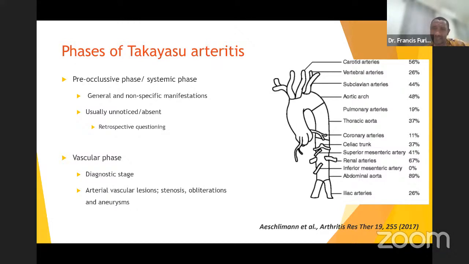On the right side, you could see the type of vessels that are usually affected and the frequency. And you could see the commonly affected vessels are the renal arteries, and of course followed by the carotid arteries, but several others can be affected. And so it shows that when these patients present to the hospital, they could present with renal manifestations, and that could be the first time that they come to the hospital.